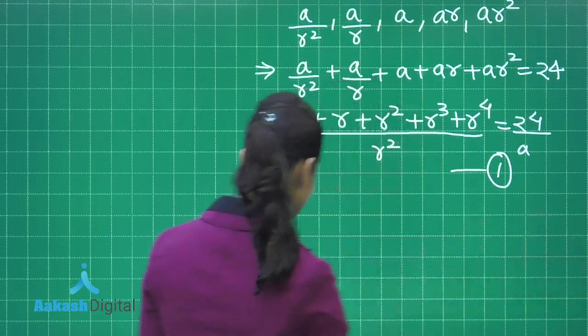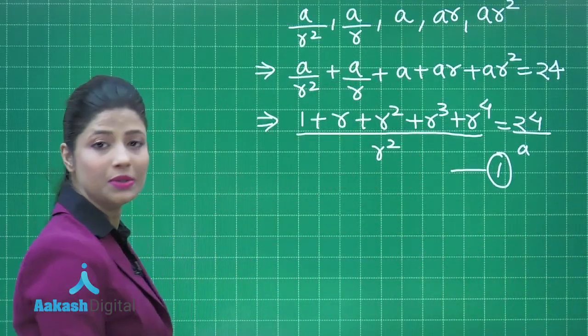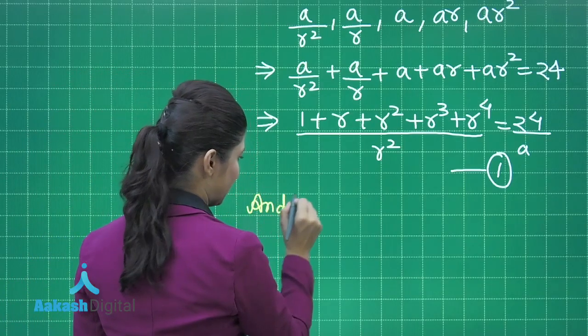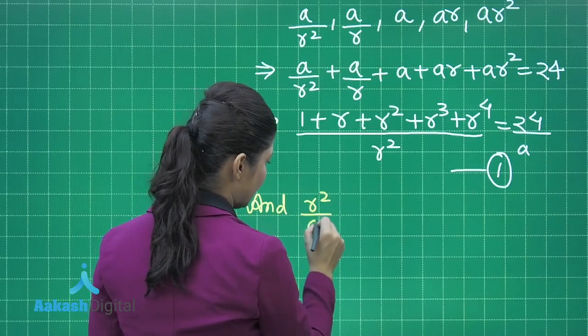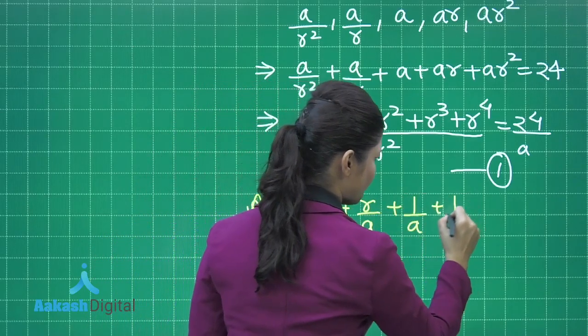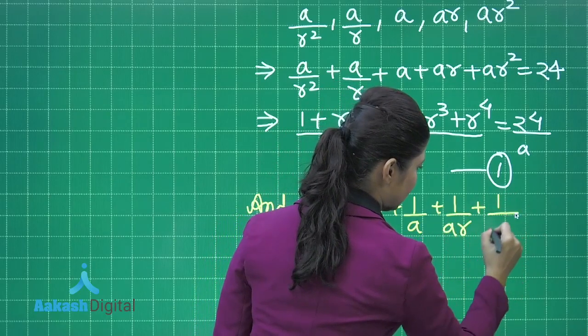Now next it is provided that the sum of their reciprocals is equal to 6. So let's take the sum of the reciprocals, and I could write here that I have r square upon a plus r upon a plus 1 upon a plus 1 upon ar plus 1 upon a r square.